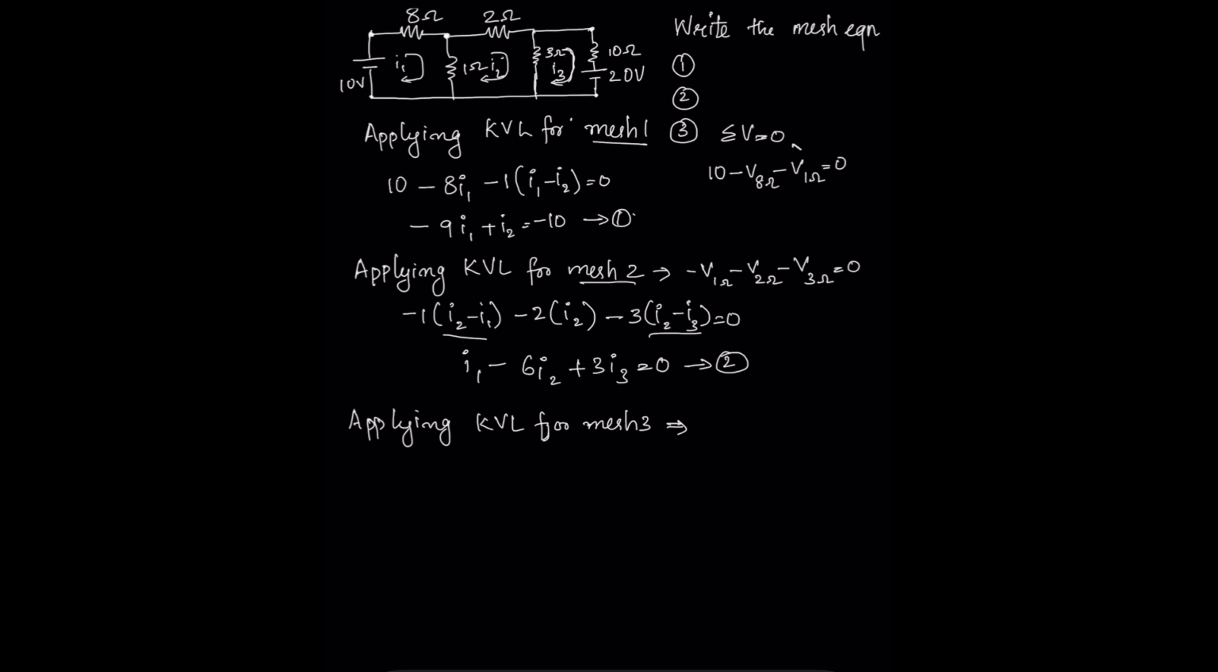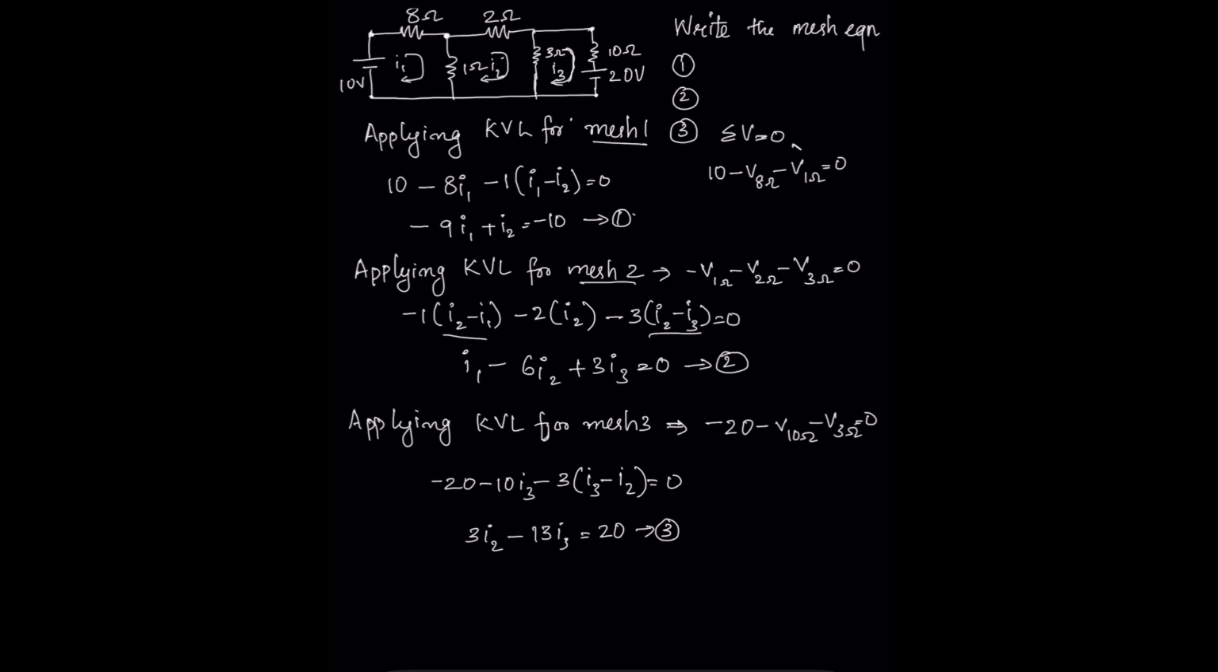So we can write it as minus 20 minus V of 10 ohm minus V of 3 ohm is equal to 0. That is minus 20 minus 10I3 minus 3 into I3 minus I2 is equal to 0. That is 3I2 minus 13I3 is equal to plus 20. So this is our third equation.